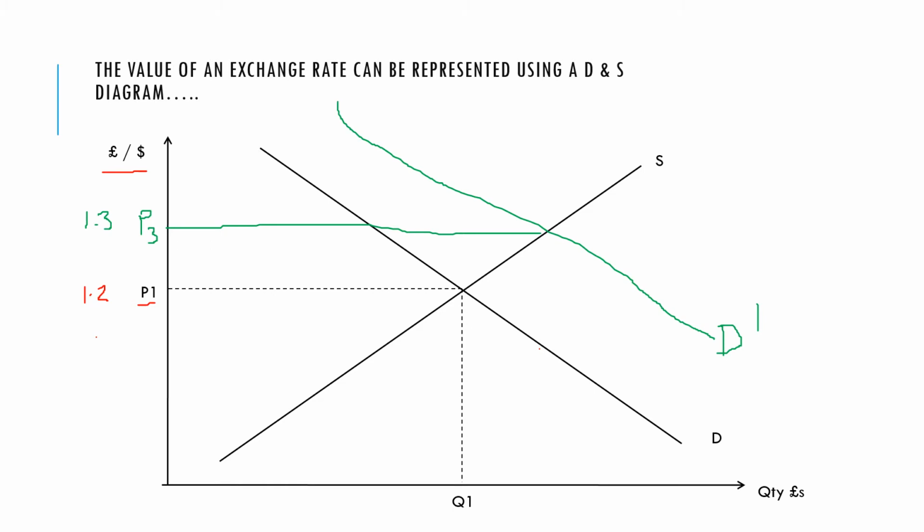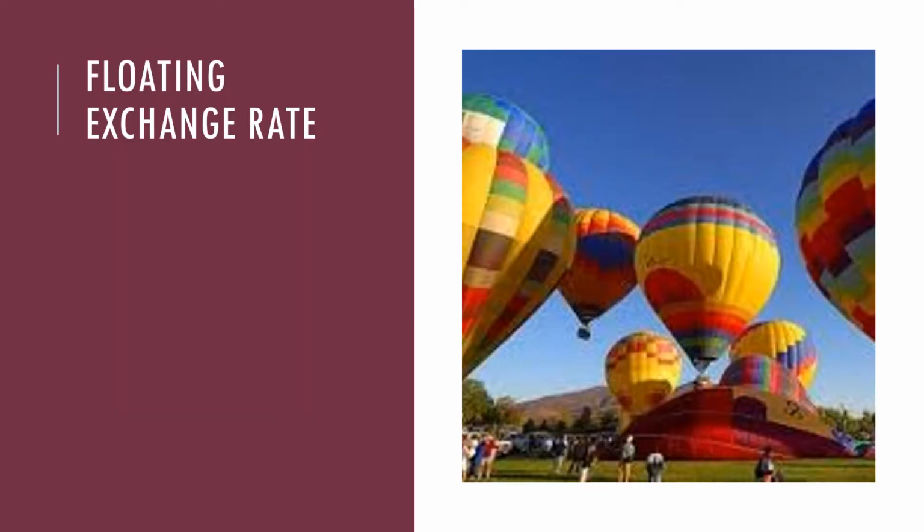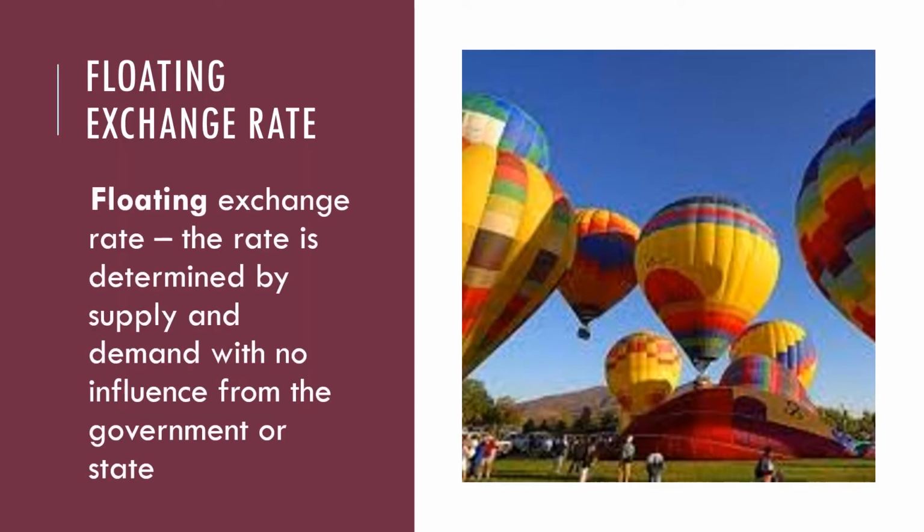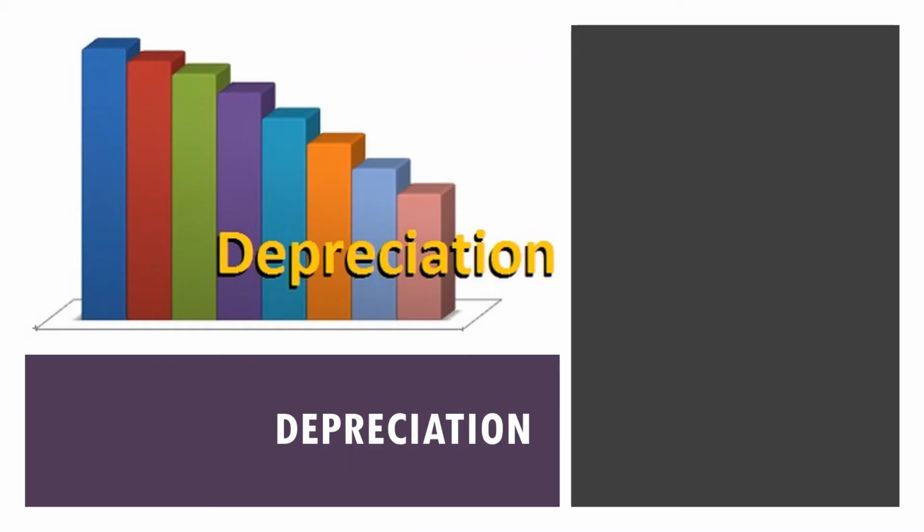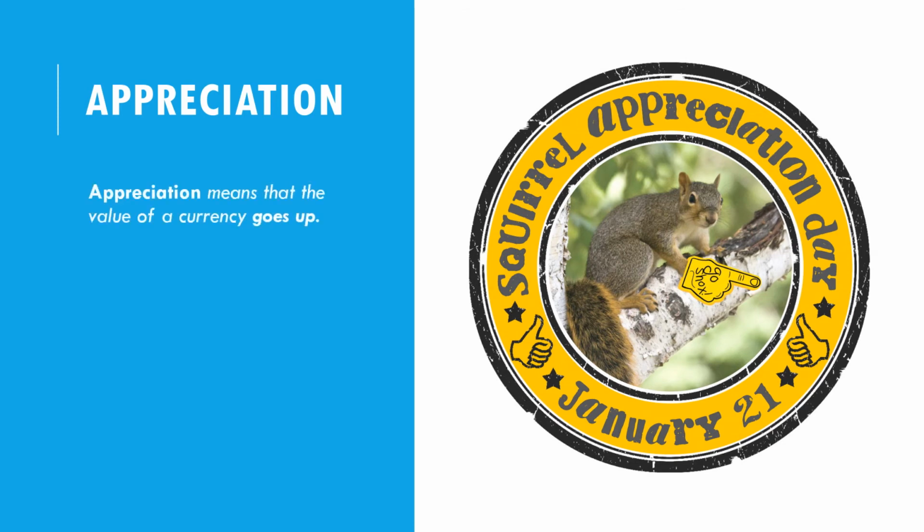So we can use demand and supply diagrams to illustrate what's happening in foreign exchange markets. Now a floating exchange rate is one where the value of the currency is determined by the interactions of supply and demand with no influence from the government or state. And if the value of a floating exchange rate decreases, we call that depreciation. The value weakens or goes down. If the value goes up, we call that appreciation. The currency is strengthened.